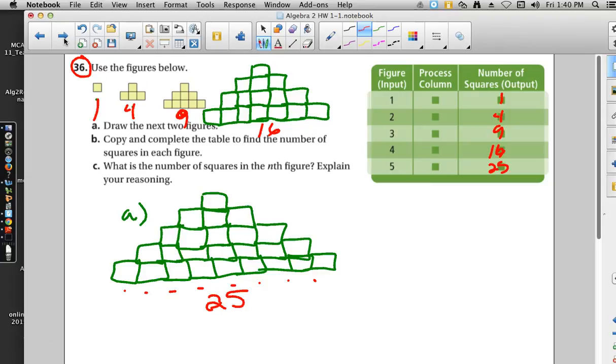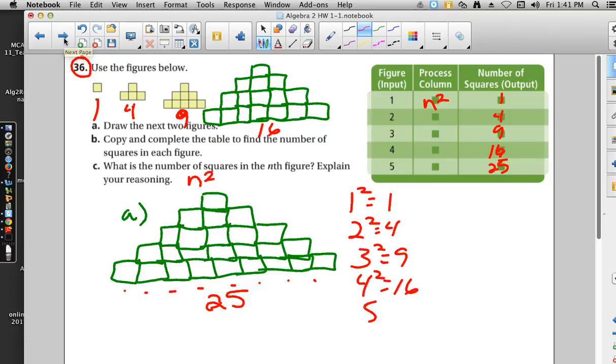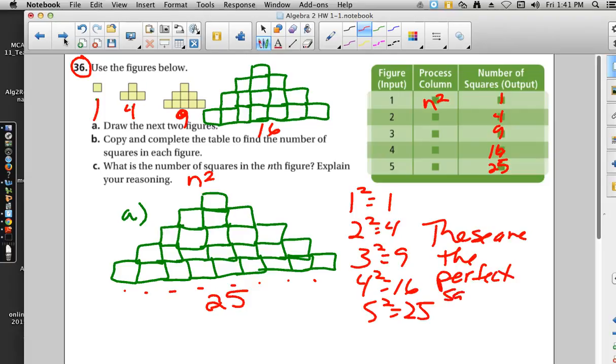So basically they want us to use that process column to figure out what's going on. And hopefully you recognize the 1, 4, 9, 16, and 25. I know it's been a little while since you've talked about powers, but those are the perfect squares. So n squared would be the answer to the number of squares in the nth figure. And it says explain your reasoning. Well, you'd say 1 squared equals 1, 2 squared equals 4, 3 squared equals 9, 4 squared equals 16, and 5 squared equals 25. These are the perfect squares. That is an excellent explanation.